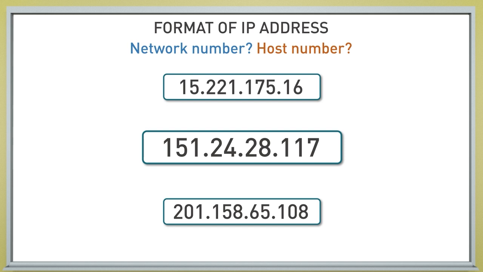Consider the IP address 151.24.28.117. The first octet contains the number 151, which means that the IP address belongs to class B. The class B subnet mask indicates that the first and second octets store the network number, and the third and fourth store the host number. So 151.24 is the network number, and 28.117 is the host number.